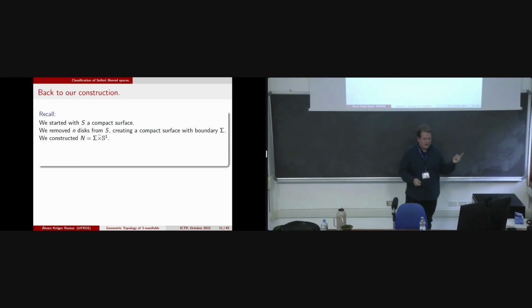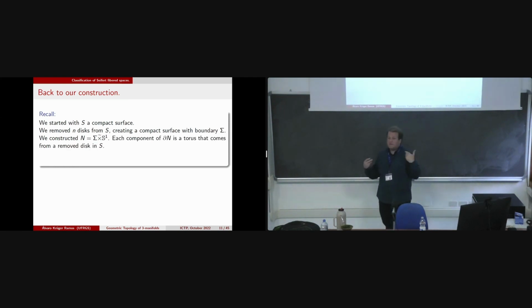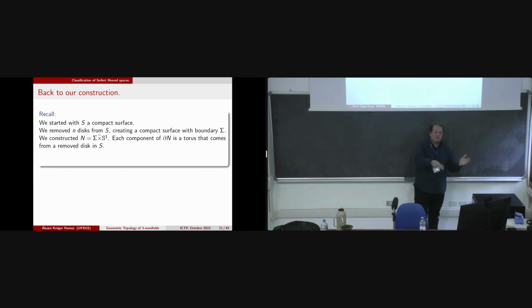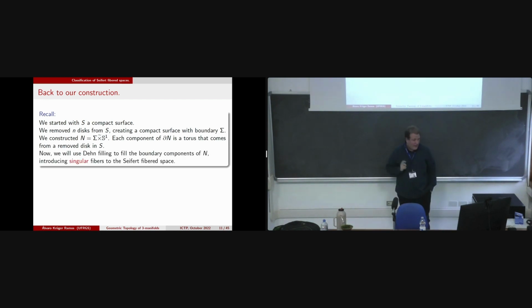I should have said something about the orientable case here, I forgot. So each component of the boundary of this space is a torus and comes from a removed disk in S. Again, I am ignoring that S could have boundary to start with, but it's the same thing. And we want to fill those boundary components of N using Dehn filling.